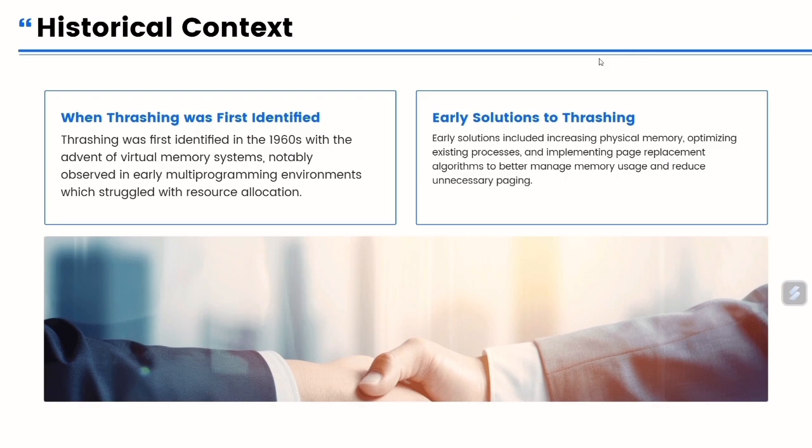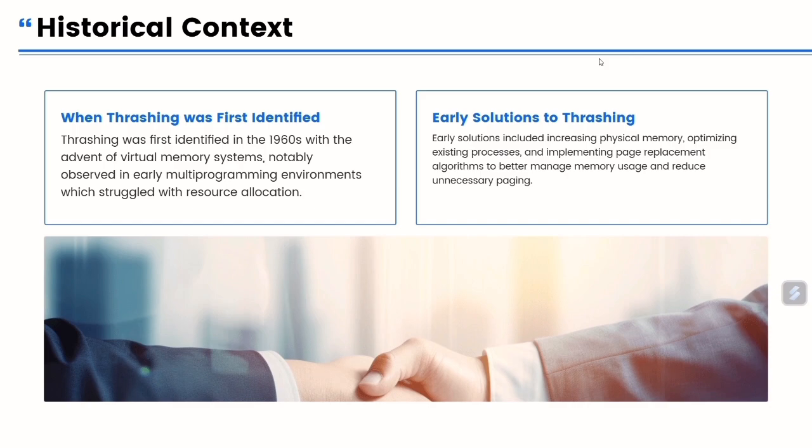When was thrashing first identified? Thrashing was first identified in the 1960s with the advent of virtual memory systems, notably observed in early multiprogramming environments, which struggled with resource allocation.